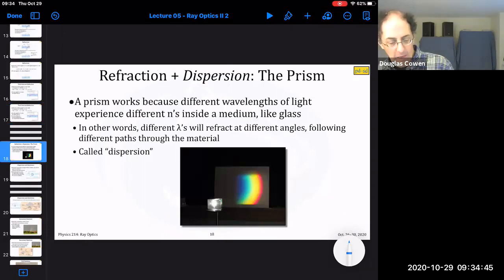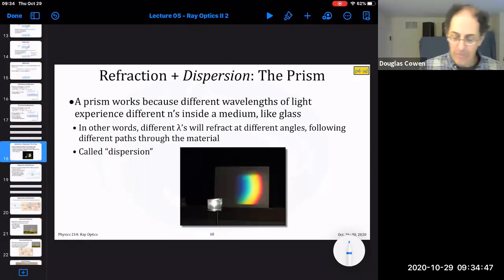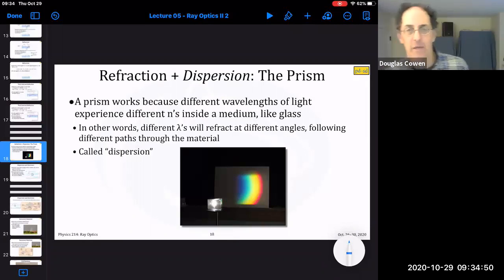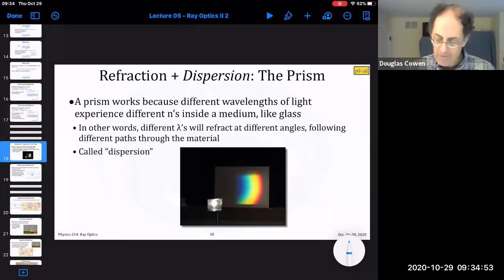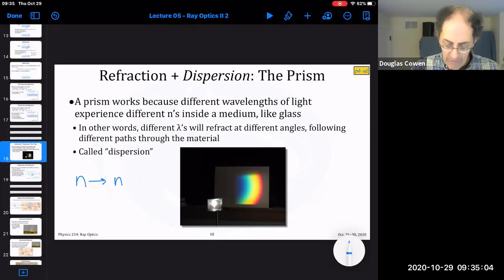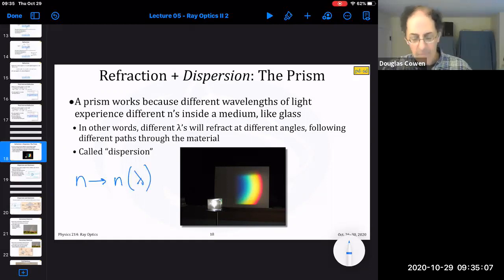Okay, I want to add a new concept called dispersion here, and we're only going to talk about this qualitatively. And it's really a simple extension of our discussion of the index of refraction. And basically, we just take the index of refraction and observe that it actually depends on the wavelength of the light. So if the index of refraction depends on the wavelength, then that means that different wavelengths of light that enter a medium will be refracted differently.